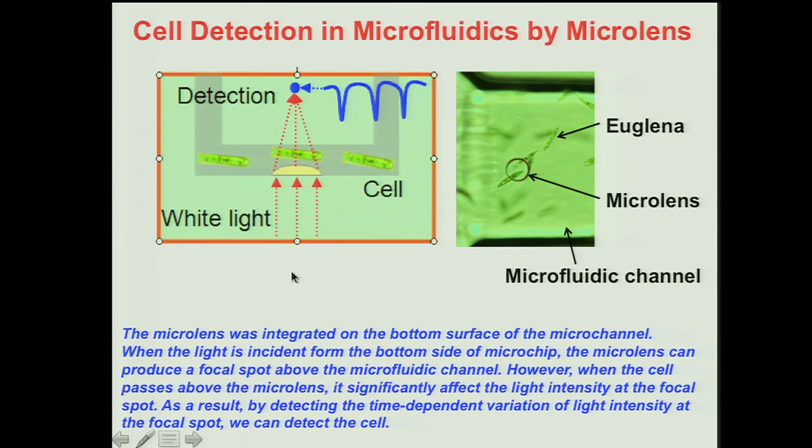And then, when the light is incident from the bottom side of the microchip, the microlens can produce a focal spot above the microfluidic channel. Here, when the Euglena passes above the microlens, it significantly affects the light intensity at the focal spot. As a result, by detecting the time-dependent variation of the light intensity at the focal spot, we can detect the cell.